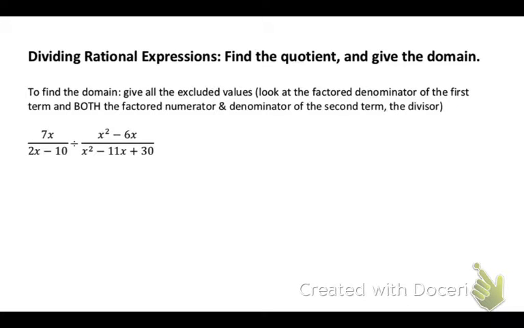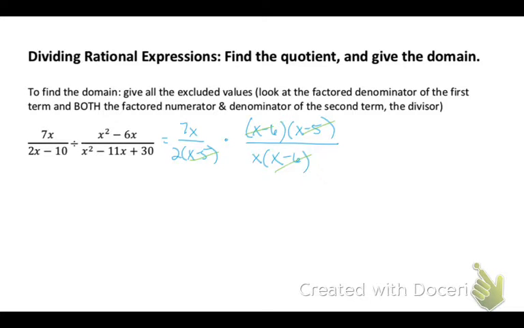Okay, so let's look at this problem, and let's start by factoring all parts of the rationals. So we have 7x over 2 times x minus 5, and we divide. Now we're going to change division to multiplication, and we're going to flip that expression, and I'm going to factor as I do that. So my denominator will factor as x minus 6 times x minus 5, and my numerator, which now becomes my denominator, will factor as x times x minus 6. So notice that I have kept the first one, factored it all, changed to multiplication, and flipped my second rational, factoring as I go.